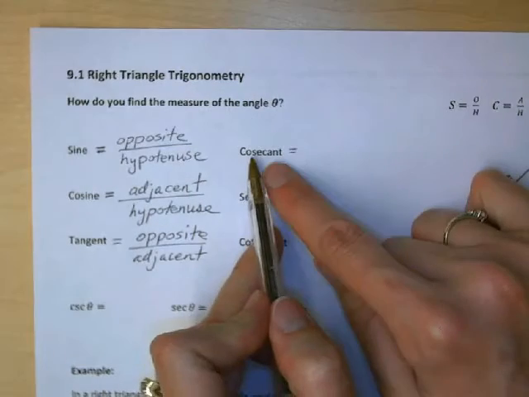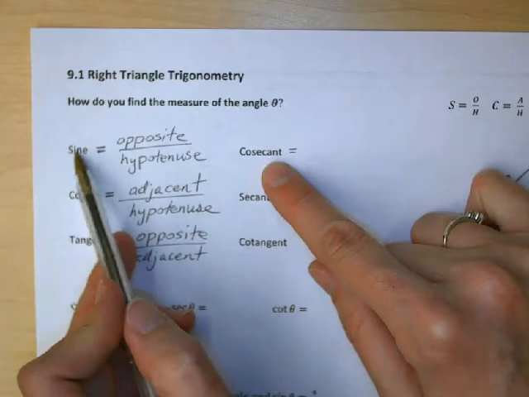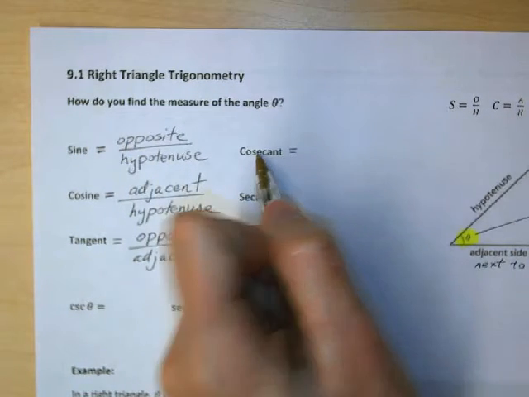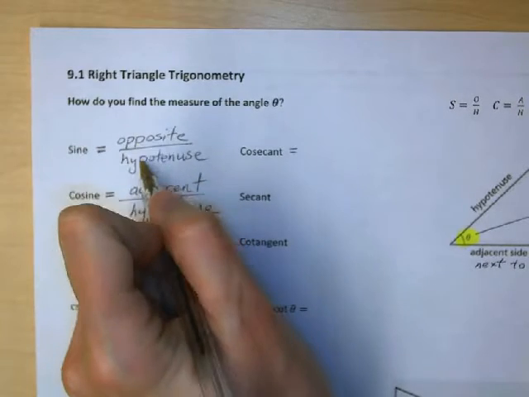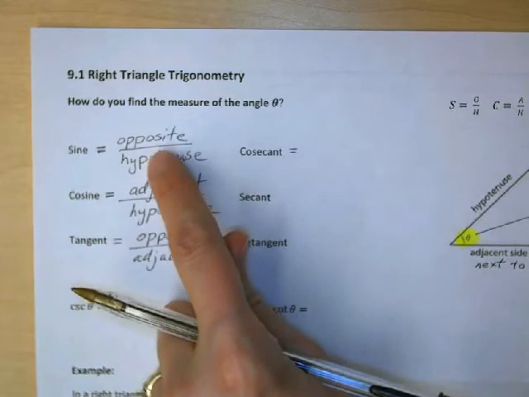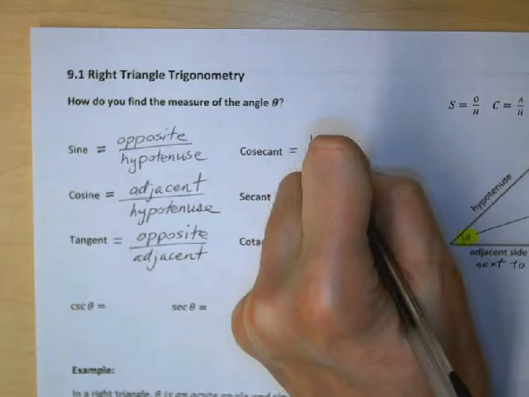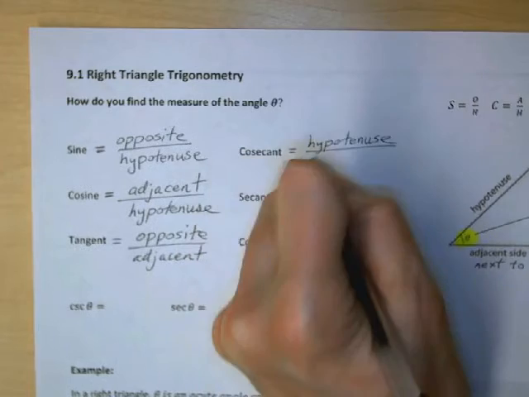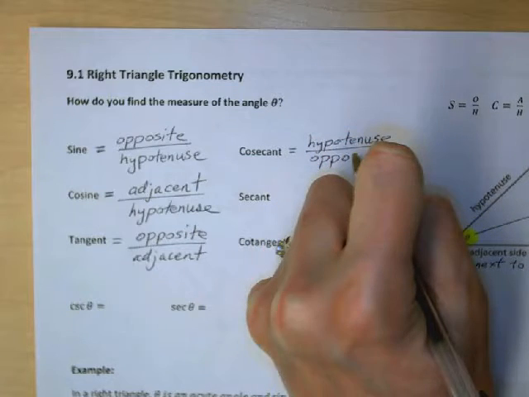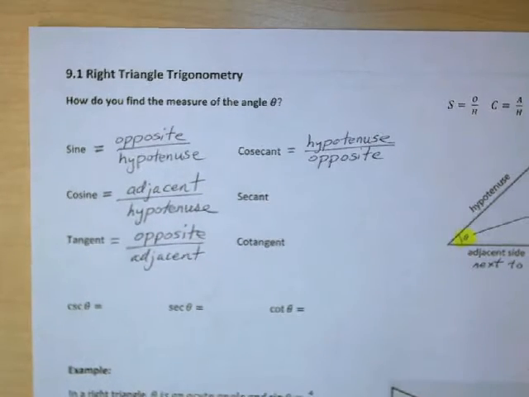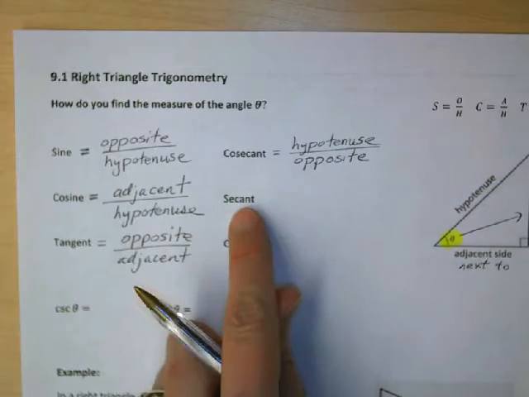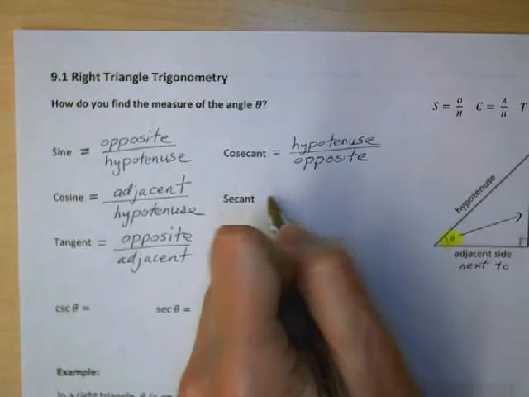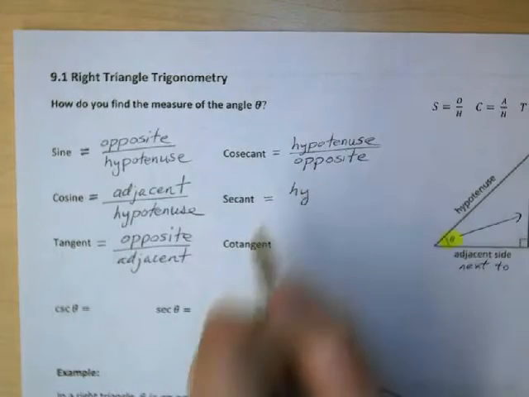The cosecant one is like the opposite of the sine one. It's a reciprocal of it. So cosecant is hypotenuse over opposite. It's like flipping the first one. Reciprocal is like flip the fraction. The secant one is the reciprocal of the cosine one. So secant is hypotenuse over adjacent.